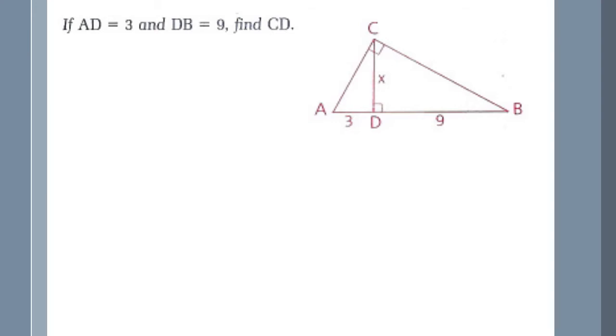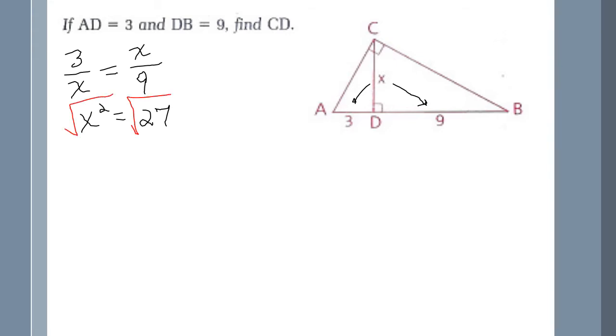So again, we talked about this. The altitude itself is the geometric mean between those two segments. So we're going to set this up as 3 over x equals x over 9. So x squared is going to equal 27. Now, we are going to take the square root of each side of this, and I'm going to end up with x is equal to the square root of 27.